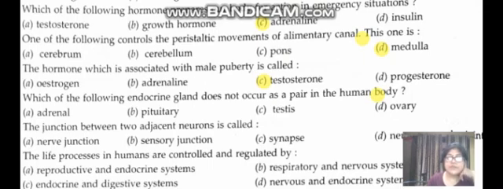Next question: the junction between two adjacent neurons. When two neurons are connected, what is the name of the functional junction? It is the synapse. Next question: the life processes in humans are controlled and regulated by which systems? The options are reproductive and endocrine, respiratory and nervous, endocrine and digestive, and nervous and endocrine. The nervous system is especially necessary, as it regulates all human activities, and moreover the endocrine system. So option D is the right answer.